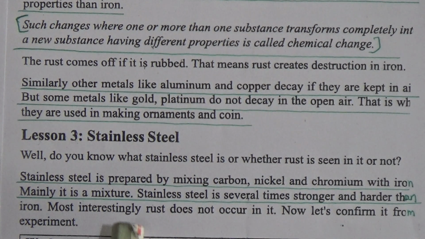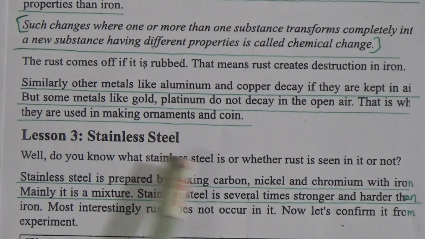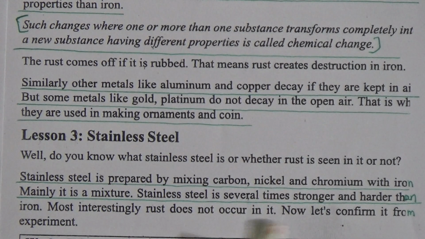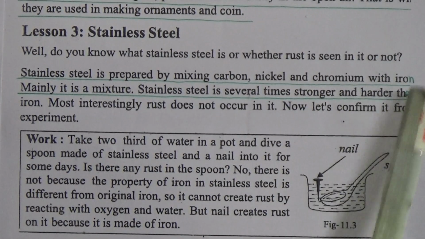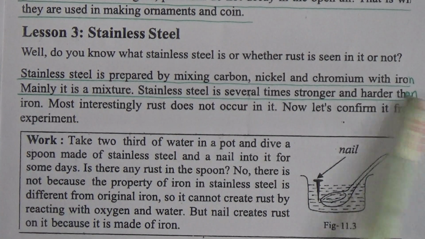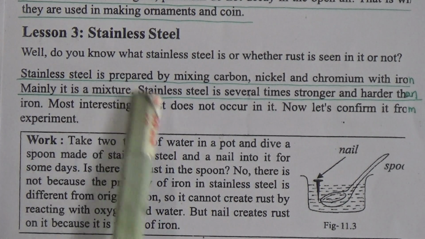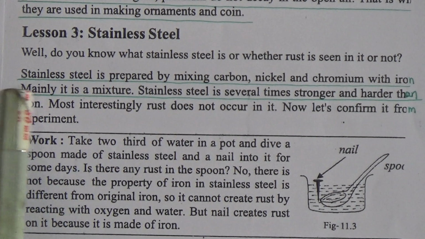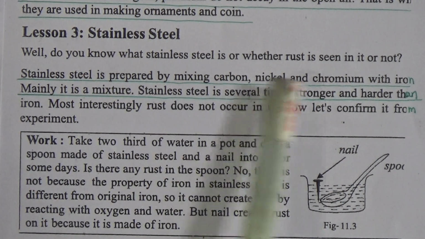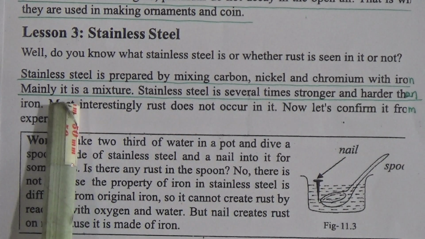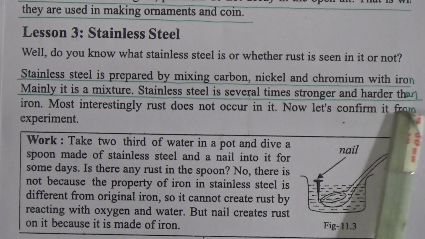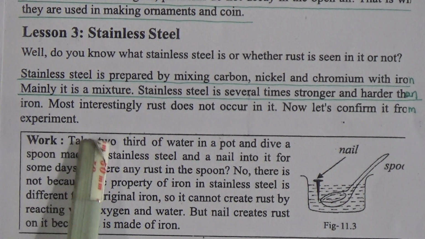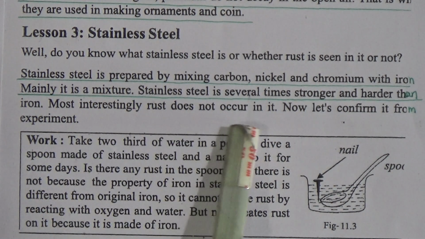My dear students, now come to next topic, stainless steel. Stainless steel is prepared by mixing carbon, nickel and chromium with iron. My dear students, underline this line. Stainless steel is prepared by mixing carbon, nickel and chromium with iron. Mainly it is a mixture. Stainless steel is several times stronger and harder than iron. And most interestingly, rust does not occur in it.